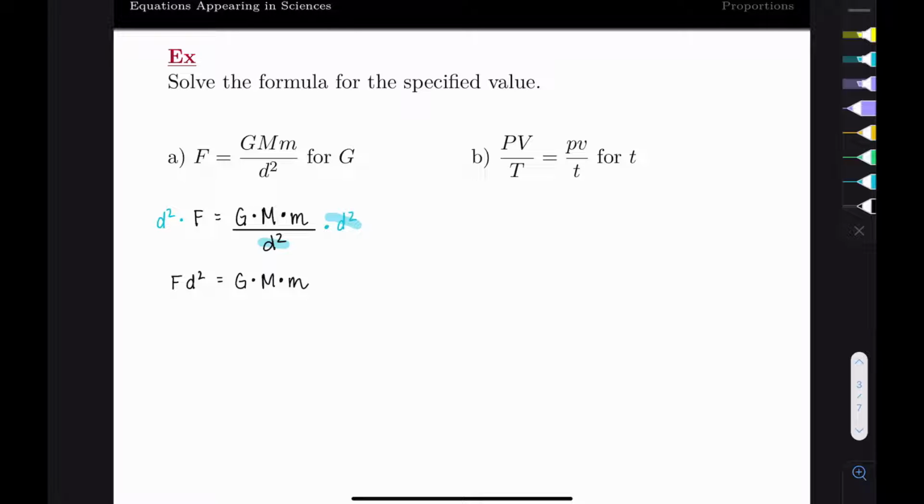And now here, in one nice swoop, to get rid of these two variables because they're being multiplied, we go ahead and divide. And what we do to one side, we have to do to the other. So that makes these two cancel each other out. We're left with F d squared over capital M, little m, and we have isolated this value of G. Okay.